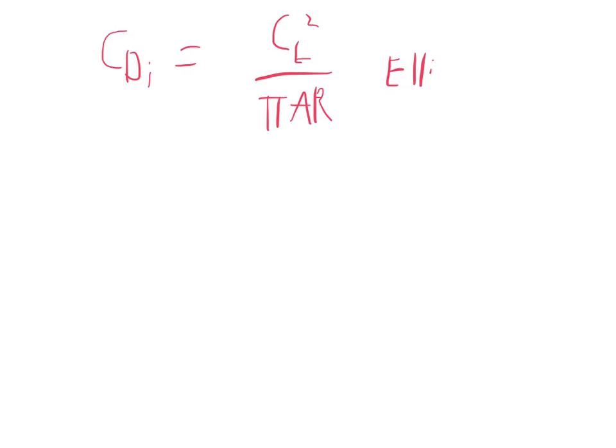So the two formulas, which let me make sure I did put them in your sheet. It looks like I did. Yes, okay, so the induced drag coefficient, C_DI, is going to be equal to C_L squared divided by pi times aspect ratio. This is the induced drag on an elliptic foil.